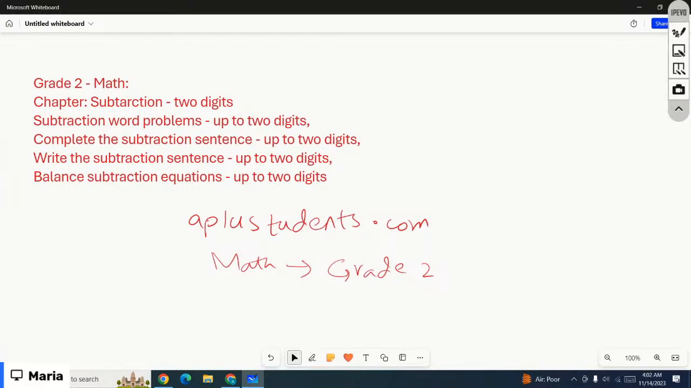So there you can find a list of the chapters. We're going to start with the chapter subtraction 2 digits, and the lessons we're going to cover from the chapter are subtraction word problems up to 2 digits, complete the subtraction sentence up to 2 digits, write the subtraction sentence up to 2 digits, and balance subtraction equations up to 2 digits.